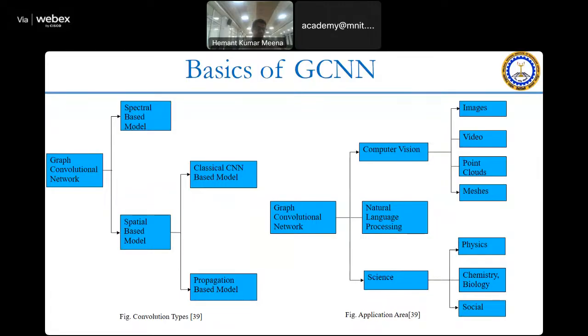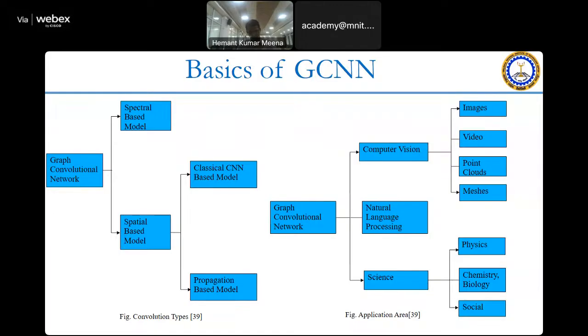Basics of GCNN. Remember, a separate field has come in deep learning, which is the graph convolutional neural network. It says that two types of models are there: spectral based model and spatial based model. In a spatial based model, you use classical CNN based models and propagation based models. Regarding application, you can use it in computer vision, natural language processing, and science. In computer vision or image processing, it is used in images, video, and point clouds.